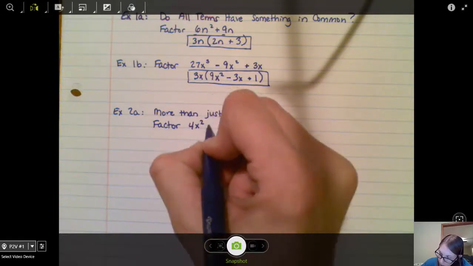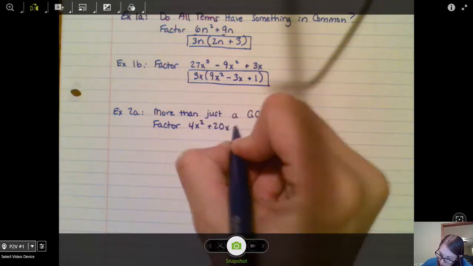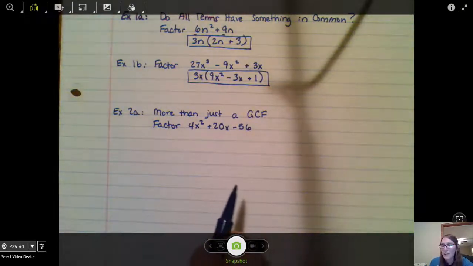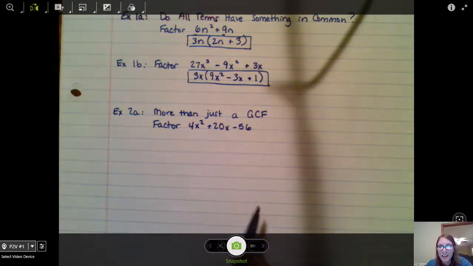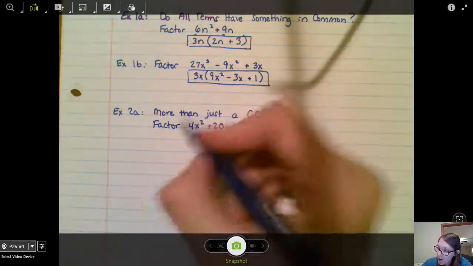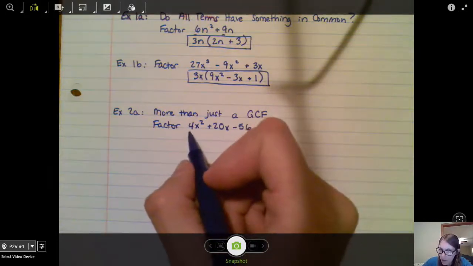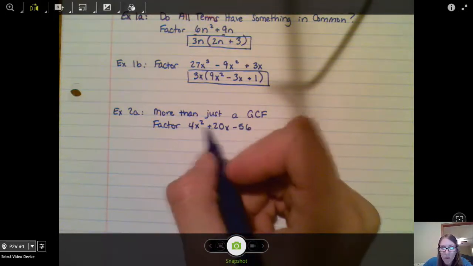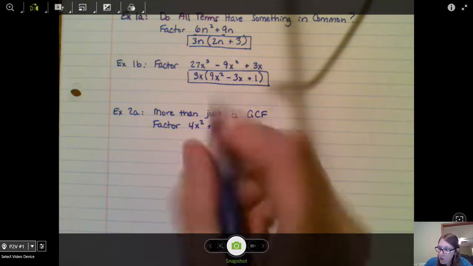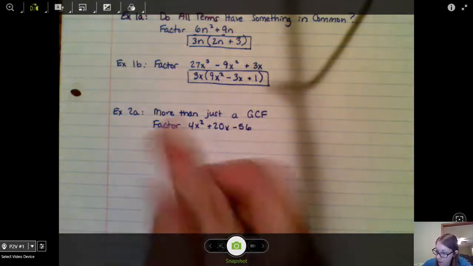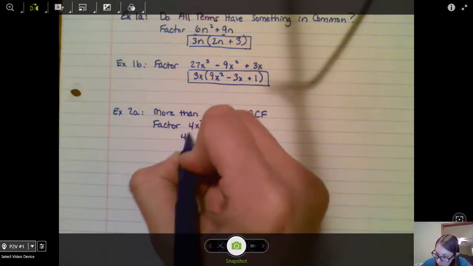4x squared plus 20x minus 56. Well, first of all, the first thing we should always look for is, is there something that we have in common across all of our terms? 4x squared, 20x, 56. Well, I noticed right away 4 and 20 are both divisible by 4. If you notice 2 of the terms are, check the third. 56 is also divisible by 4. So I can start off by factoring out a 4 here.